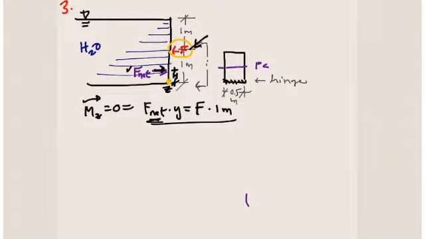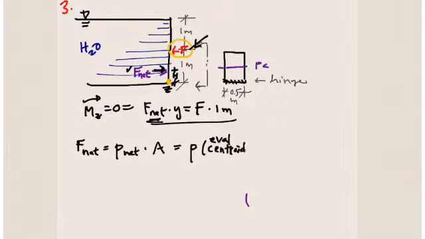So let's go ahead and figure out what the F net is. We know that F net is equal to the net pressure acting on that thing times the area. The pressure is the pressure evaluated at the centroid of the area, times the area. This area we know is equal to 1 meter by half a meter, so it's equal to half a square meter. That's the area.